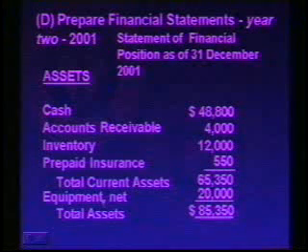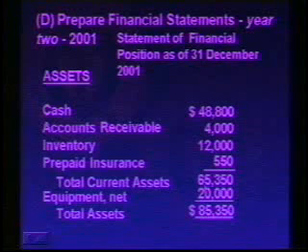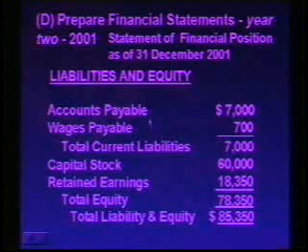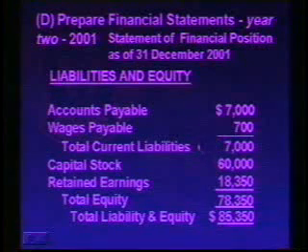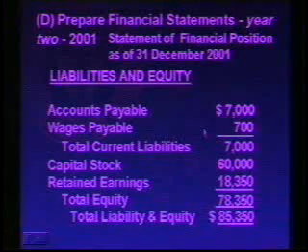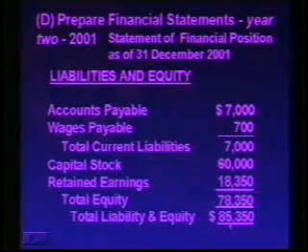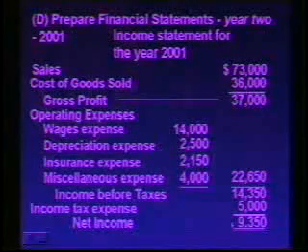Then equipment, net. Now, why is it 20,000? What was depreciation expense in the second year? 2,500. So 2,500 first, then second year, 5,000 total. 25 minus 5 gives us 20 after the end of 2 years, right? Liabilities and equity. Accounts payable, wages payable, total current liabilities, total 7. Oh dear, that's not right. That should be 0. Okay, well, I have something to correct on my computer. Wages payable should be 0. Total 85,350.